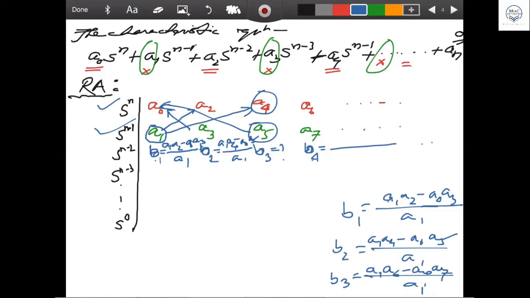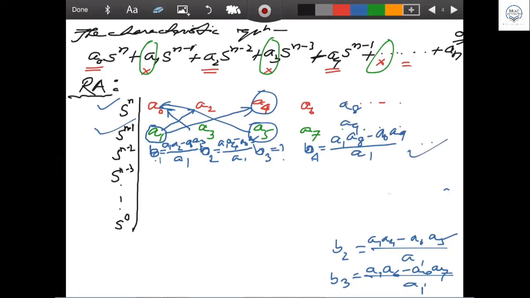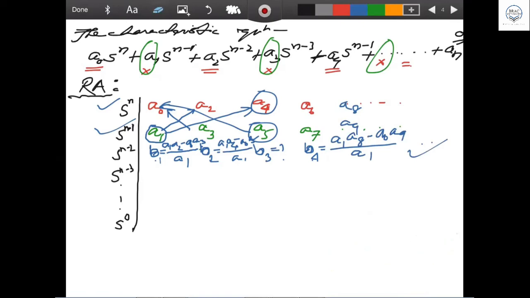Sir, A1 A8 minus A0 A9 divided by A1. Good. So the next one will be here. A6 means it will be A8 and it will be A9. So this is the way Mr. Routh actually calculated all the B row, B1, B2, B3, B4. He calculated in this way. I hope that all of you understand how to do this calculation.